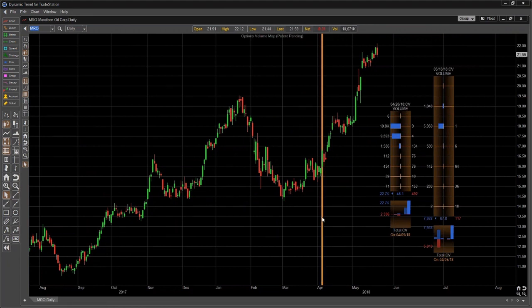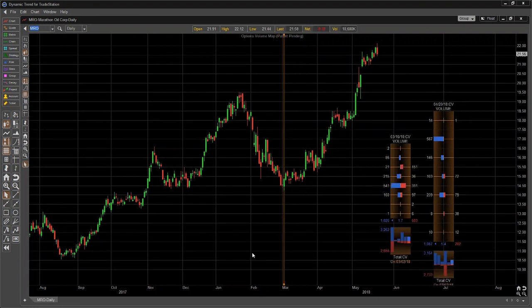And we also have another tool that I want to show you. Let's bring our options volume map back here to this day. Right, that was that first indication that we have a buying pressure here.